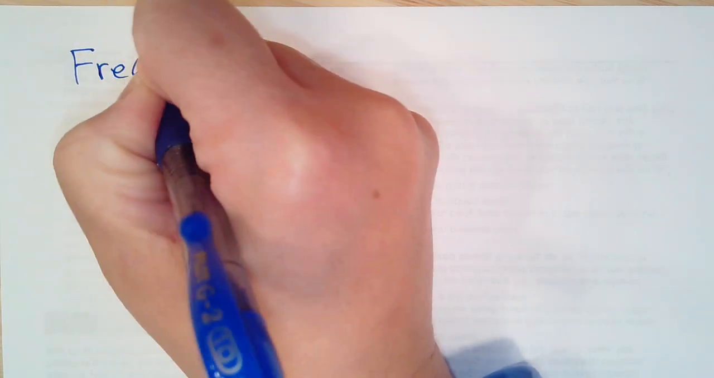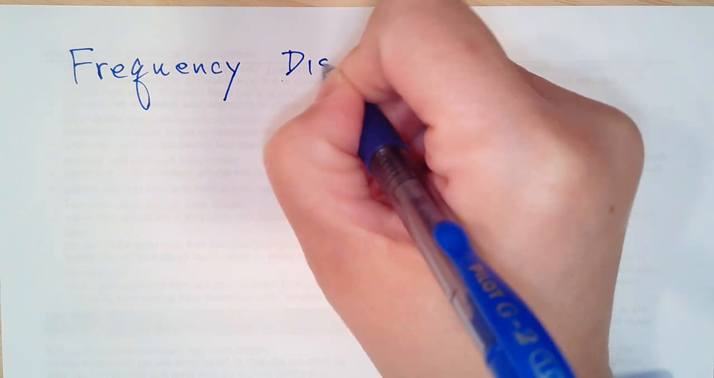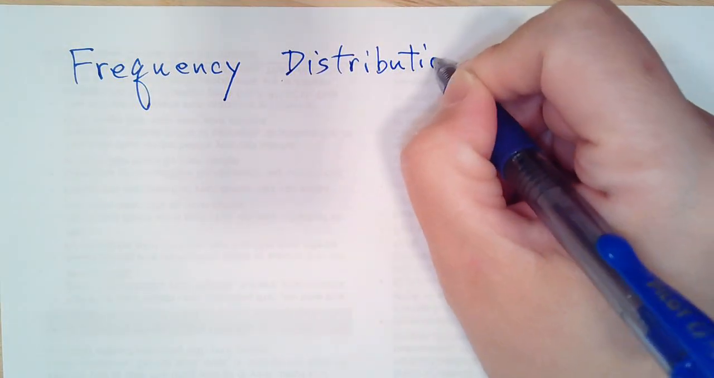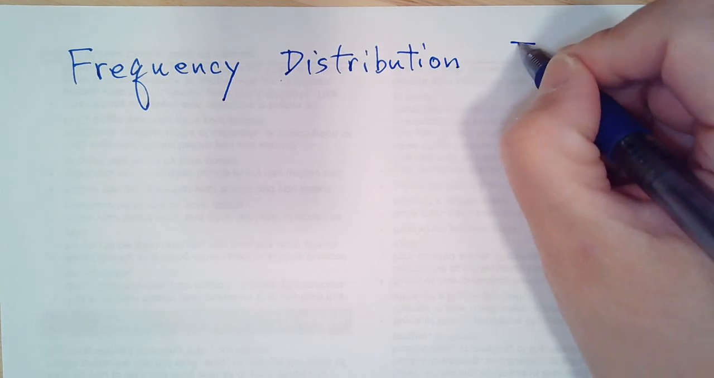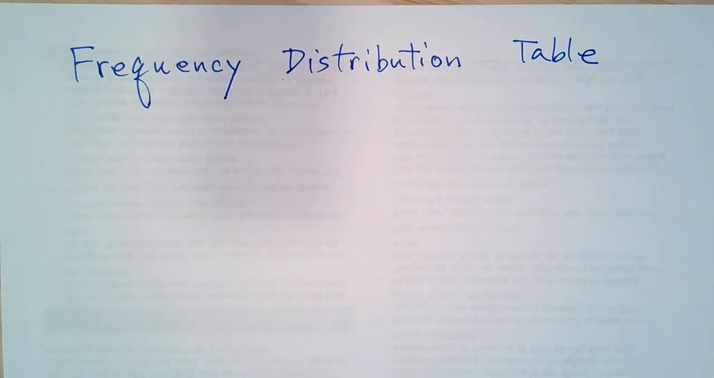Now we're going to learn how to create a frequency distribution table. Frequency distribution, or a frequency distribution table, same thing. Frequency table, whatever you call it. We talk about a frequency. Frequency means how many times something happened or how many times something occurred.